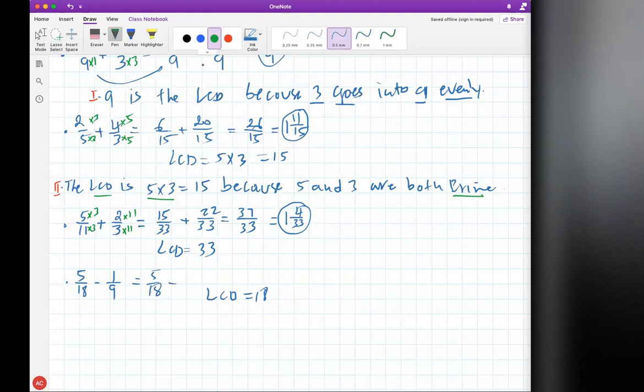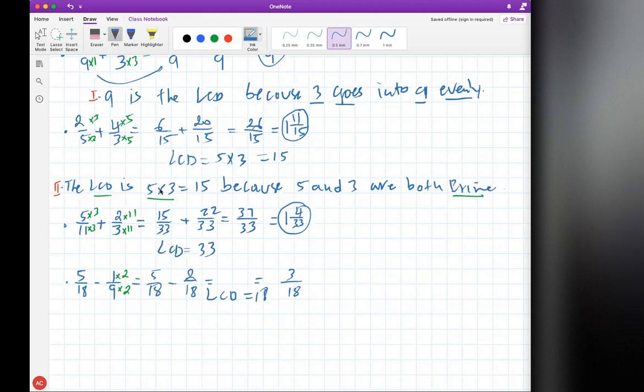We're going to multiply by 2, by 2 to make it 18. So we need to make it 18, the same denominator. 1 times 2 is 2. 3 over 18. That's right, 5 take away 2, that's 3. So 3 over 18.